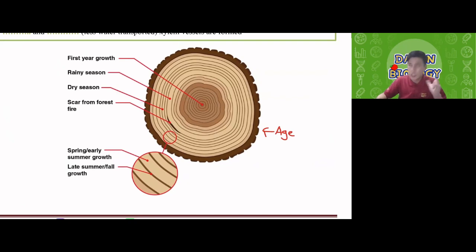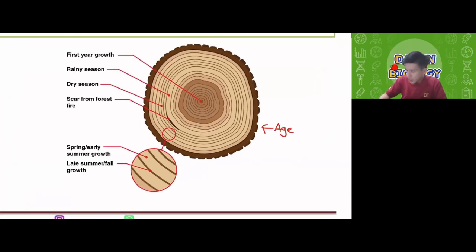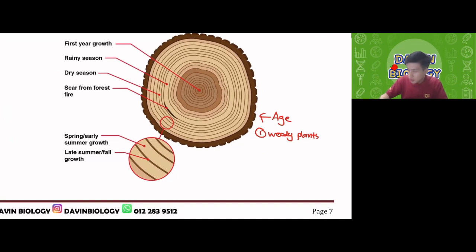So, as I told you before, not every tree we can use the rings to count the age. Right? Only plants that can undergo secondary growth, meaning only woody ones. Because the rings that you're looking at are secondary xylem. So you can undergo secondary growth, form secondary xylem, then only you have the rings. Okay? Number 2.